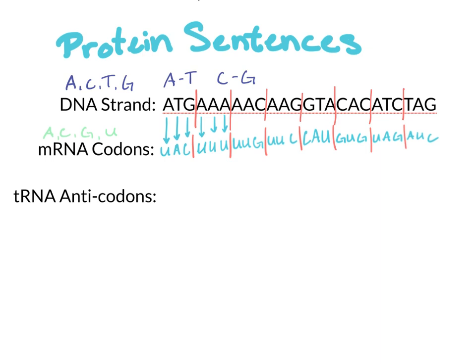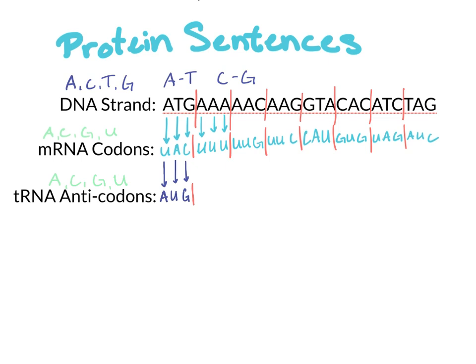So we're going to move on to the tRNA, which has anticodons. So anticodons are complementary to the mRNA strand. And they, once again, use the same letters as mRNA. So we're going to use the letters A, C, G, and U. So our anticodon is just the opposite of the mRNA codon. So if you have a U in the codon, the anticodon will have an A. If you have an A, you will write a U. And if you have a C, you will write a G.